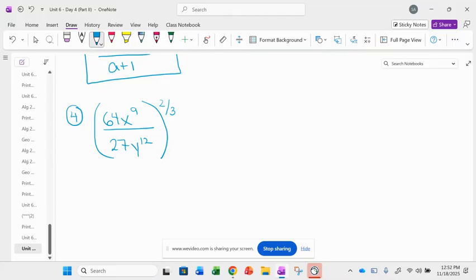Remember last class what I told you about a numerical base and a fractional exponent. Try to remember what I had said to do. When you have a numerical base and a fractional exponent, there was something I recommended you do.